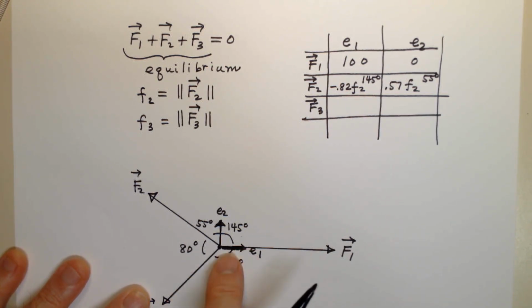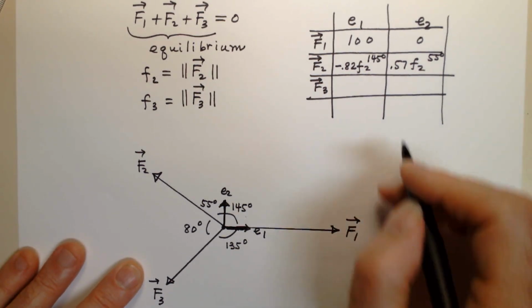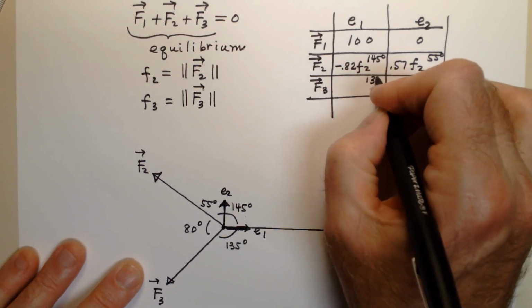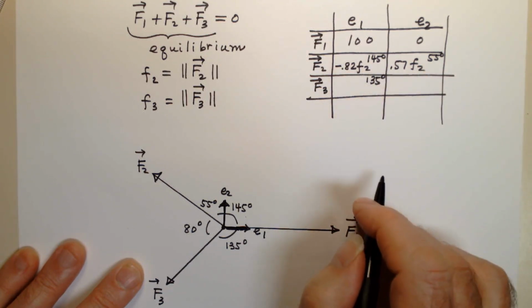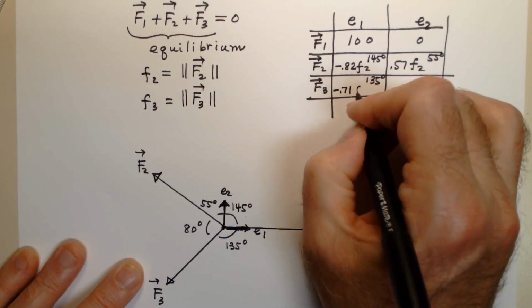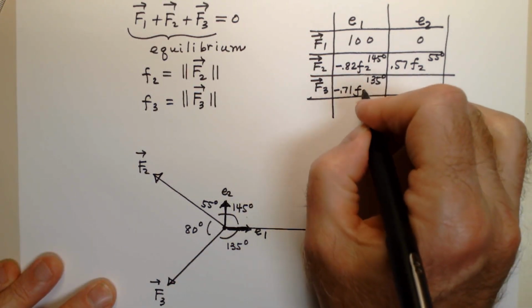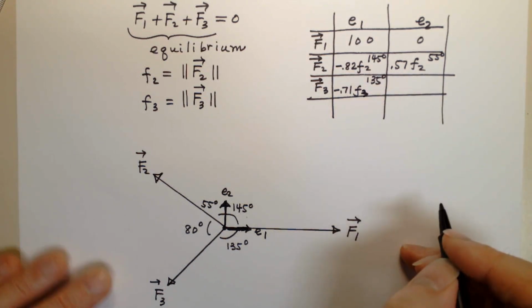When I look at F3, I first look at the angle between F3 and E1, and I can see that's in the diagram. That's the 135 degrees. And the cosine of 135 degrees is going to be a negative 0.71. And that has to get multiplied by the magnitude of F3. So let me write an F3 there.